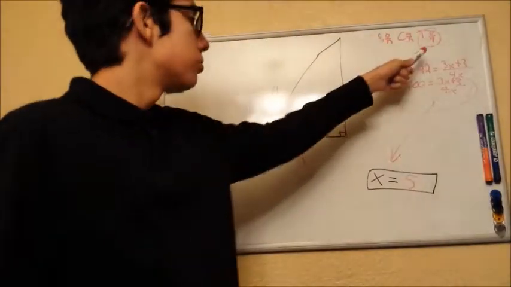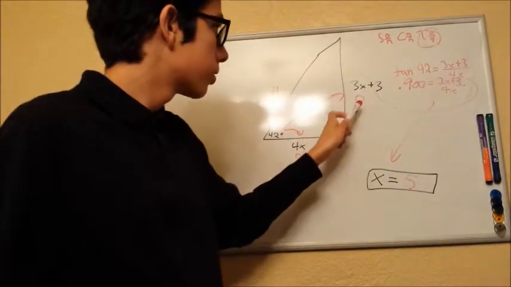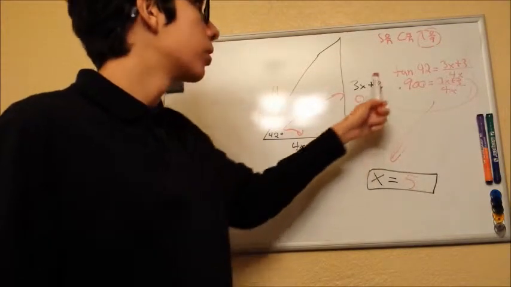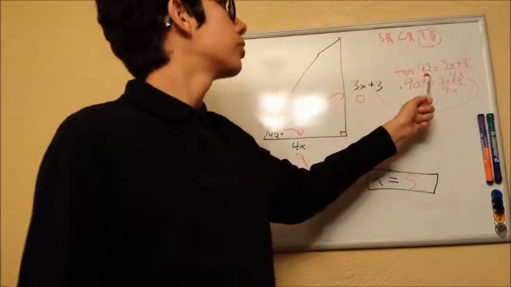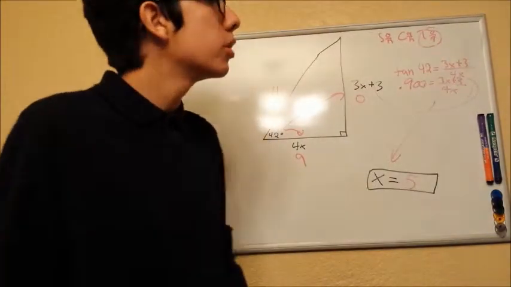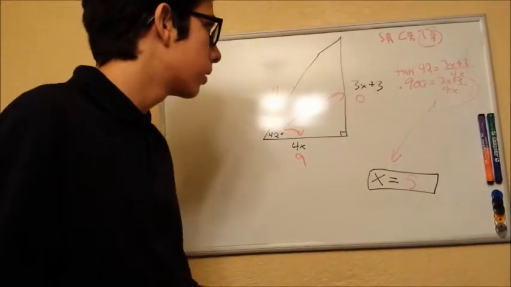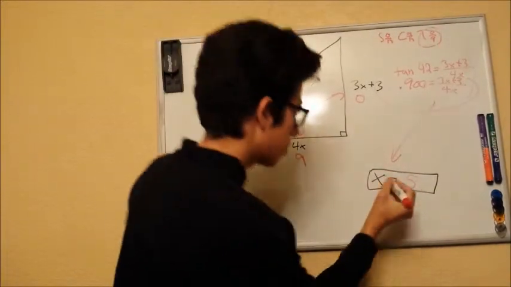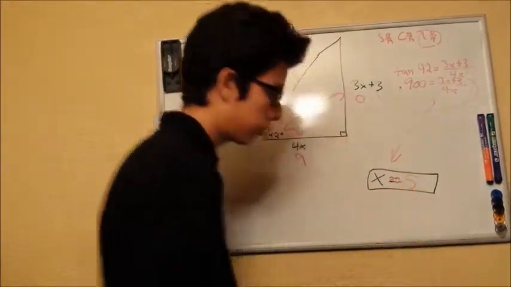You would use tan because you're using opposite and adjacent. And so you plug that into the equation of tan 42 equals 3x plus 3 over 4x. Then you get x equals 5. Round it to 5.